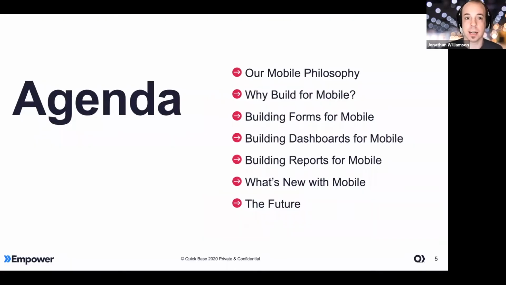So our agenda for today, why are we here? We'll first talk about our mobile philosophy, then we'll jump into why build for mobile. Why do we even have this session? And then we'll talk about 3 specific ways you can build for mobile: forms, dashboards, and reports, and how I can customize those for mobile use cases. Then we'll end up with what's new with mobile. We'll get to share a few of our exciting updates that we've had since last Empower with the mobile team. And then we'll talk about the future. What does the next year and beyond hold for the mobile team and mobile QuickBase?